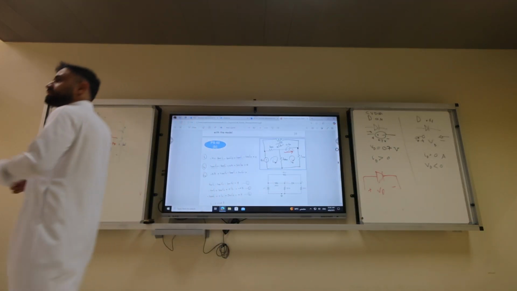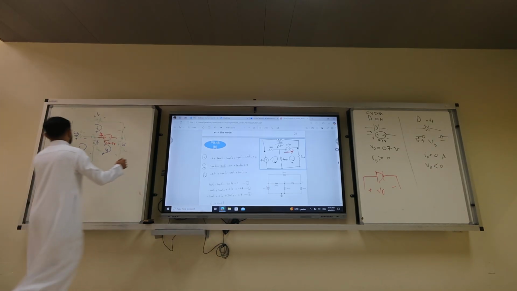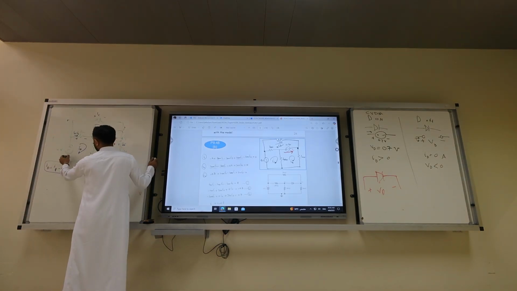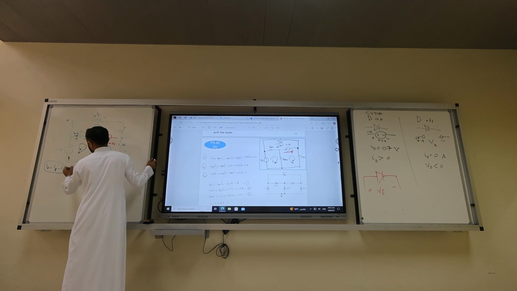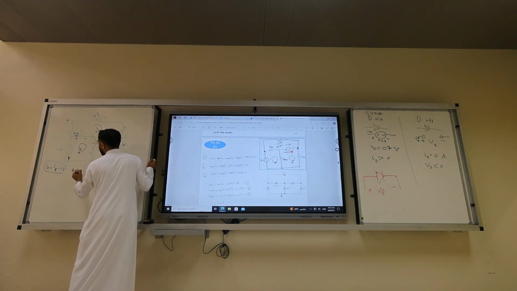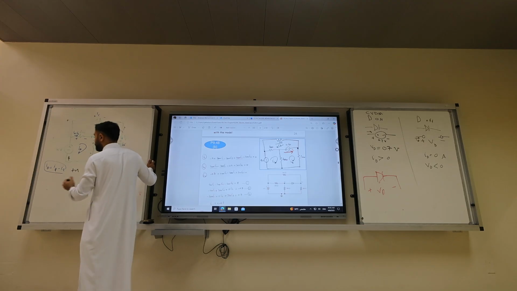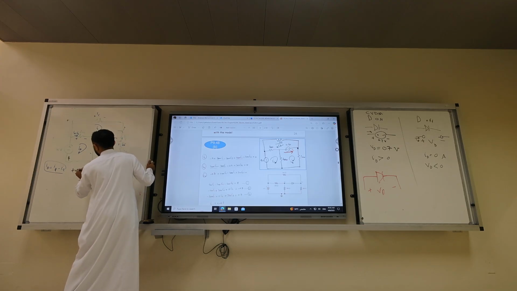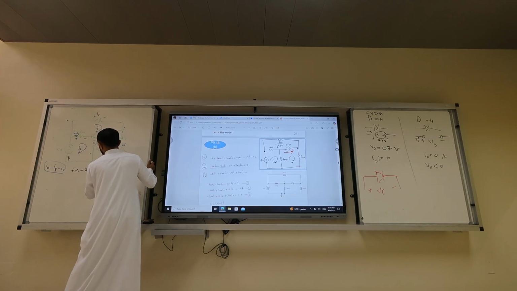Okay, who wants to do the first loop? Start from ground. Plus 4. Then plus, not plus, voltage drop. Sorry. Minus 200 IA minus IC. Then minus 200 IA minus IB.